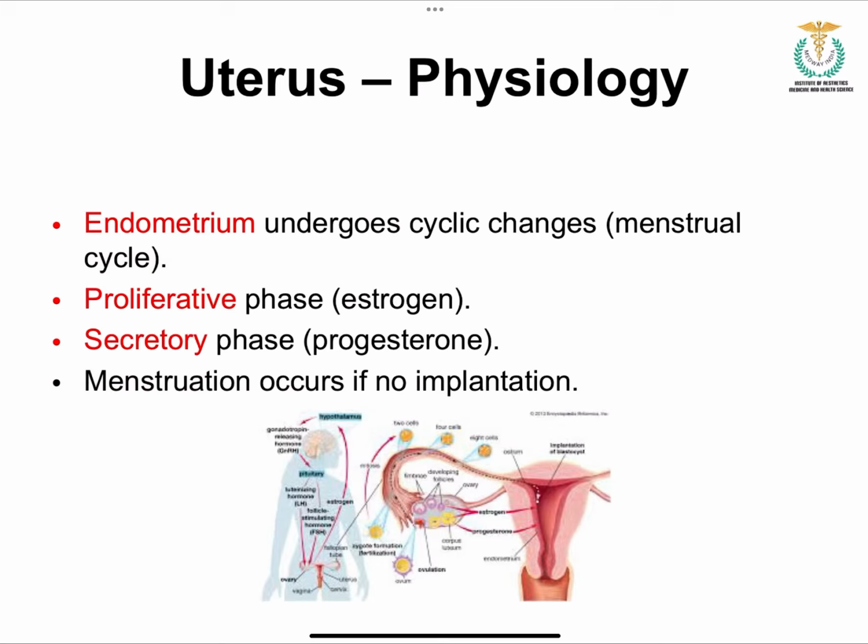These physiological changes in the uterus prepare the uterus for pregnancy. Clinically, hormonal imbalances affect these phases, leading to infertility. When there is a variation in hormones like estrogen and progesterone, it may lead to infertility, as well as abnormal bleeding or endometrial hypoplasia. And menstruation occurs if no implantation happens. So when there is no implantation in the uterus, the female will menstruate that month. So this is the basic physiology of the uterus.